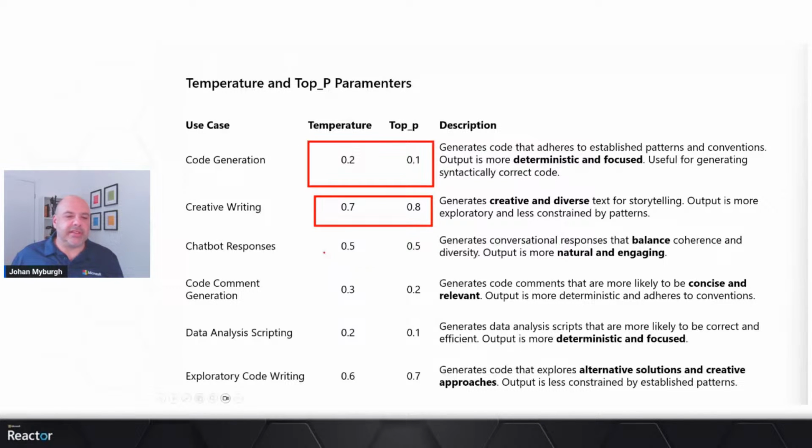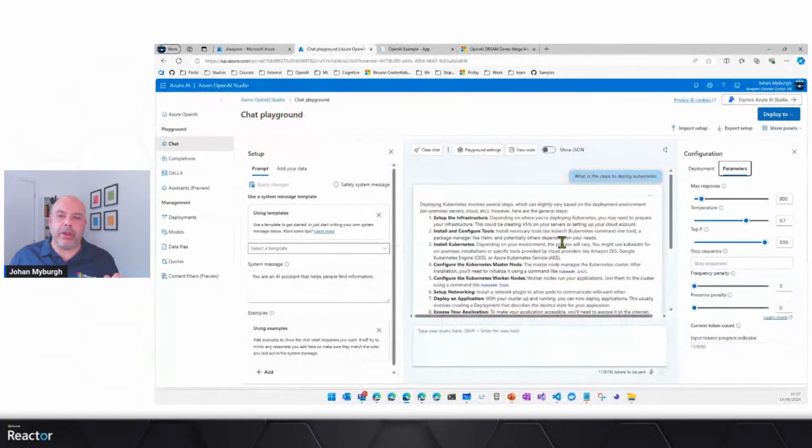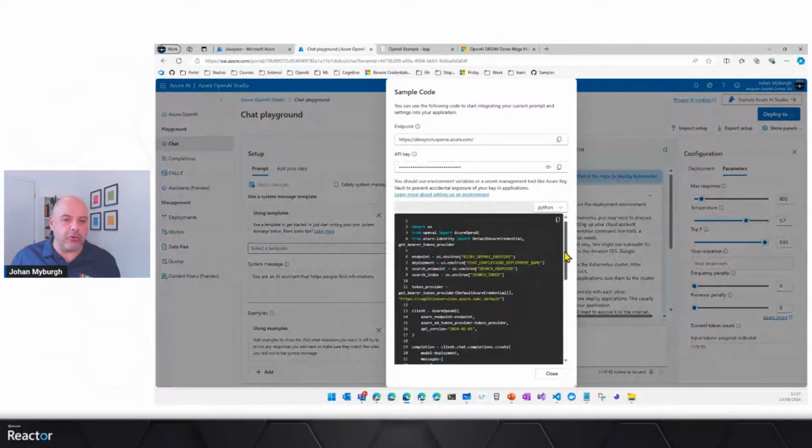Chatbot responses. There's a couple of additional examples here. Code comments, right? Maybe not down to a 1 or a 2, but at least something that's going to be a little bit more creative because you want to describe the code, right? And then you can see data analysis, scripting, explorative code writing, these sort of things. It's got some options.